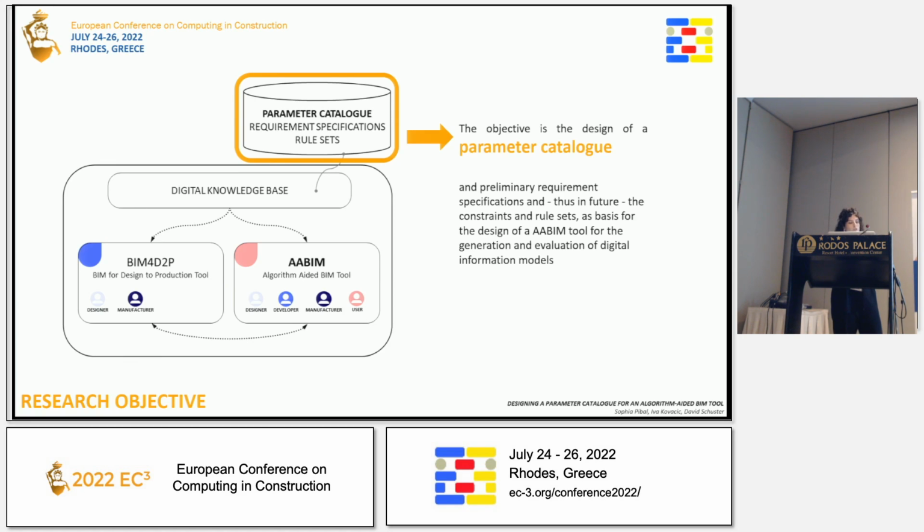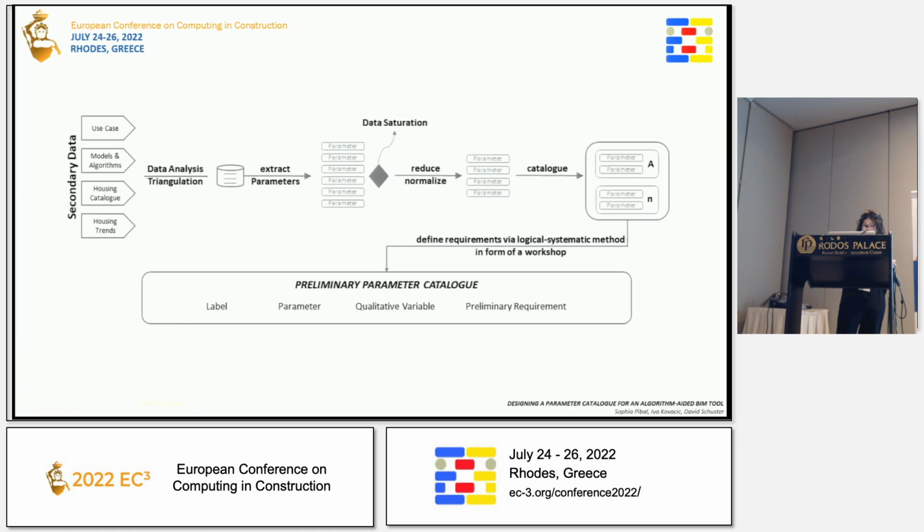And maybe just a quick introduction to this tool. So the BIM for design to production tool is basically a BIM object catalog underlying with a process, and the BIM object catalog is like BIM objects within material passport. So we're trying to combine those things, but let's focus on the algorithm-aided BIM tool again.